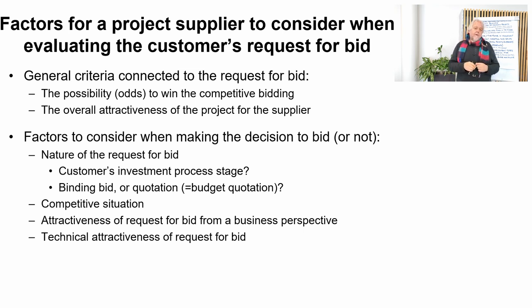Then the second, the overall attractiveness of the project for the supplier. And when we are thinking about the attractiveness, I think that it is very important also to find out who the customer is and what the project is. Of course, we know maybe what we might be interested in, but we must go to see the customer and meet the customer. Also, if we are supplying an information system for the customer, I think it's important to go to the customer and see the customer's headquarters, what kind of a palace or ghetto he's having his office in and so on.